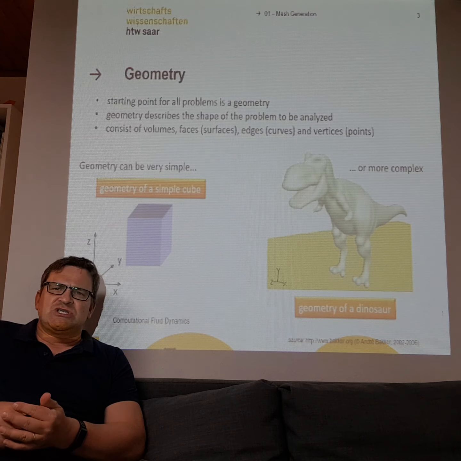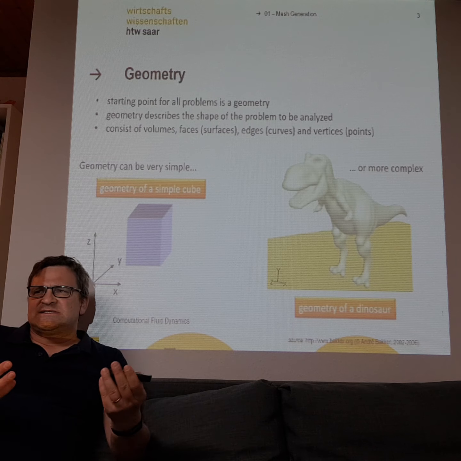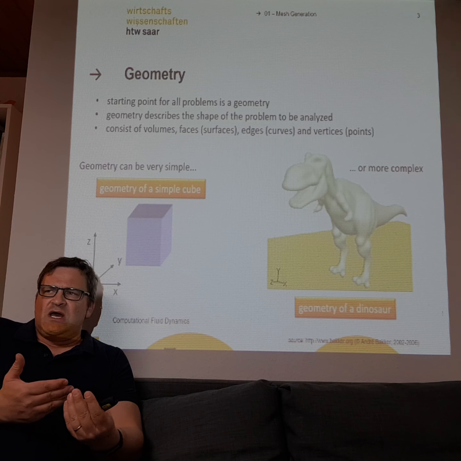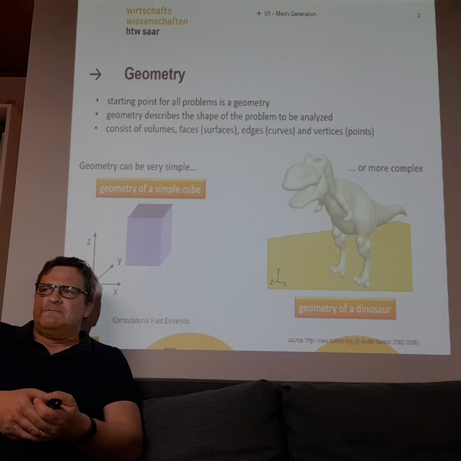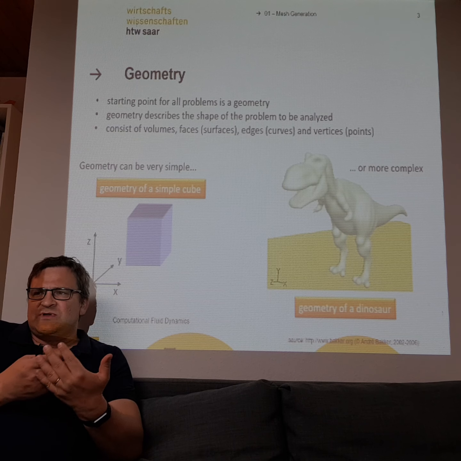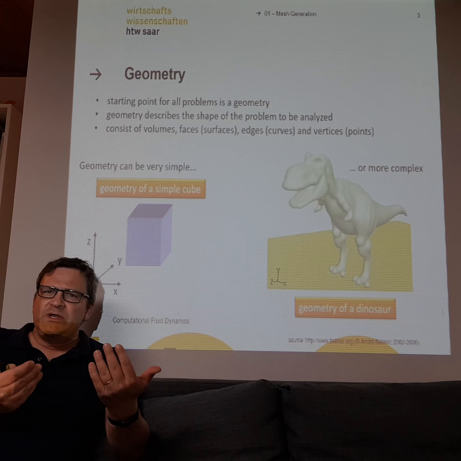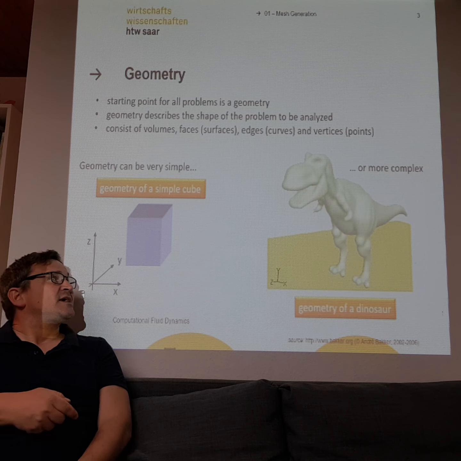Okay, first we look at the geometry. What is a geometry? We're starting at the point of all problems, which is to think about geometry. Do we have an airplane, or a ship, or a car, or the whole earth to make a weather forecast? Or for example, here we have our friend, the T-Rex, the dinosaur, and that's a really complex problem. Or we can have simple problems like this box here.